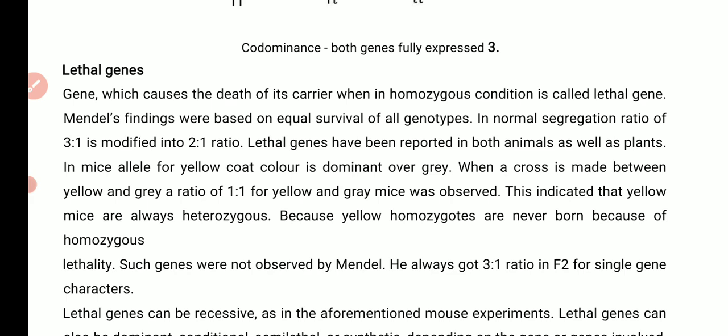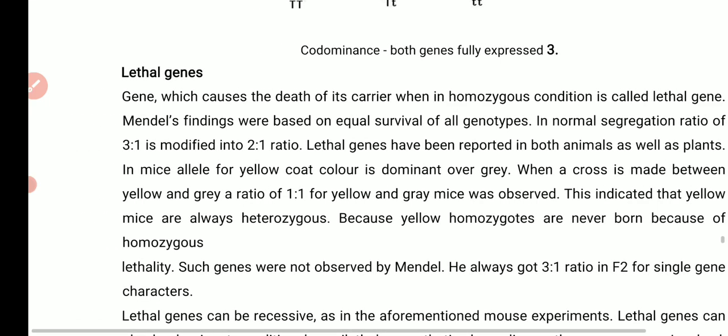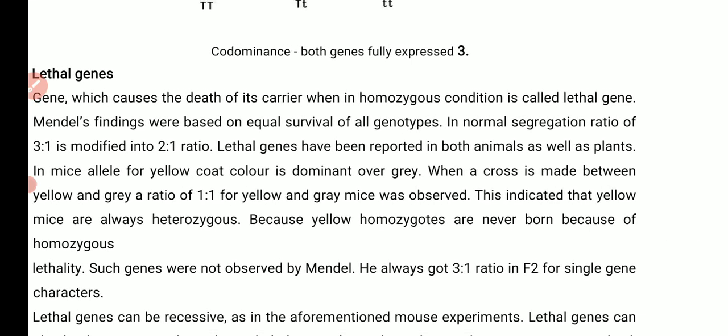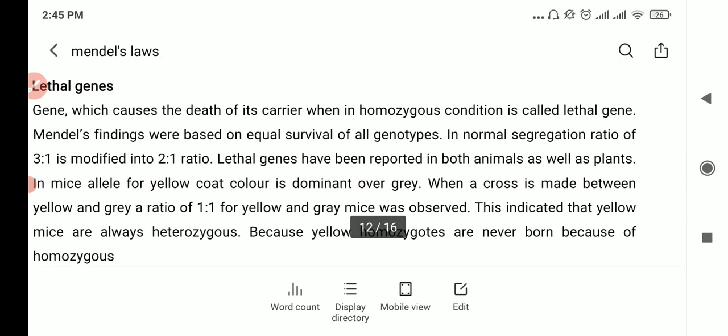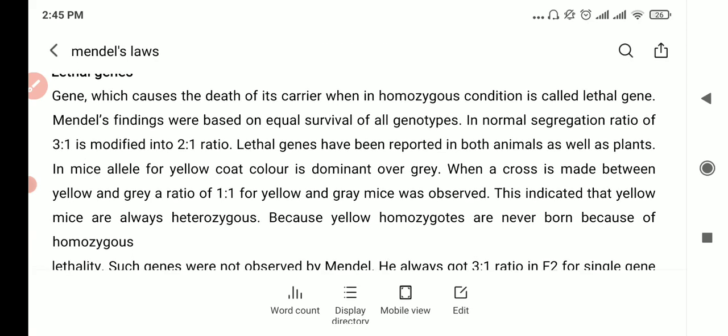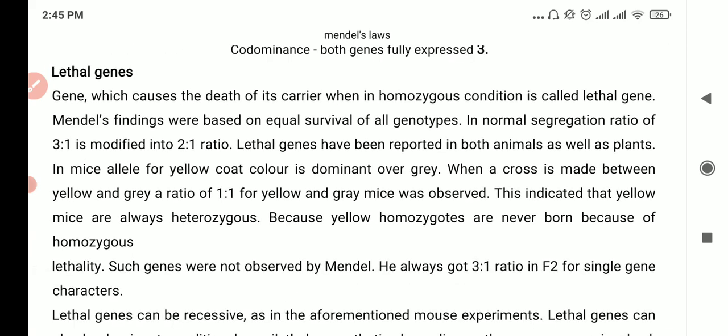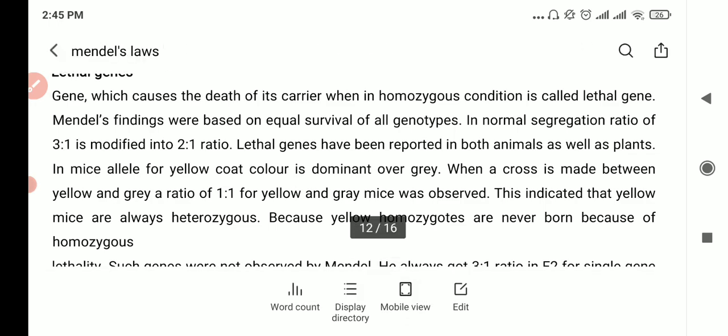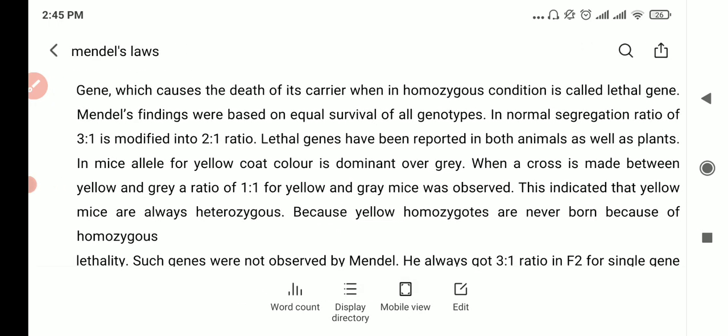Mendel's findings were based on equal survival of all genotypes. In normal conditions, the segregation ratio of 3:1 is modified into 2:1. Lethal genes have been reported in both animals as well as plants. In mice, yellow coat color is dominant over gray. Let's see the example of lethal genes in mice.